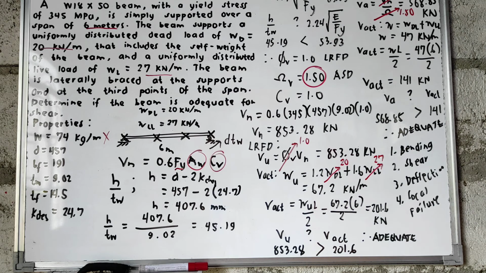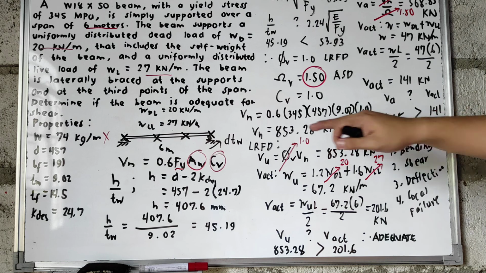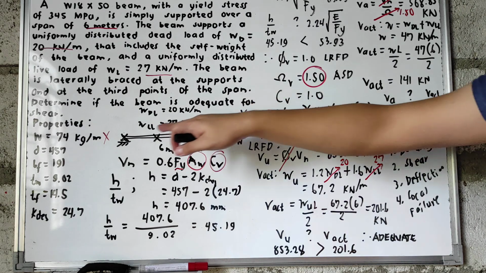So for this one, sa pagde-design, kung nag-fail siya sa deflection, kaso safe siya sa 3, uulitin mo na naman siya. So as long as na ma-meet yung 4 na criteria, dun mo pa lang masasabi na safe yung beam natin. But for this example, we came to a conclusion na adequate yung section natin for shear.